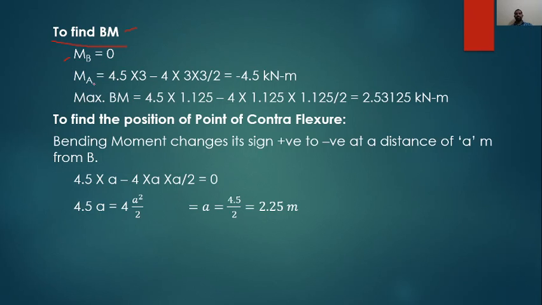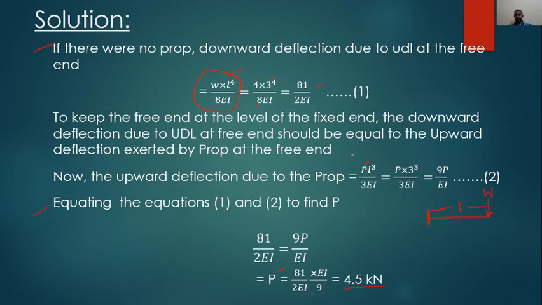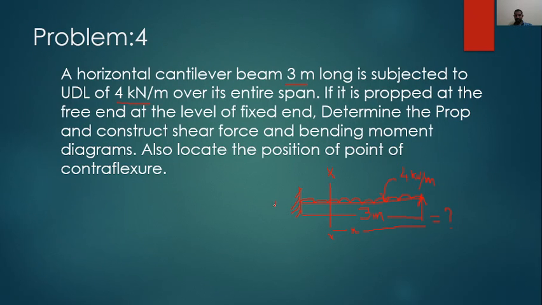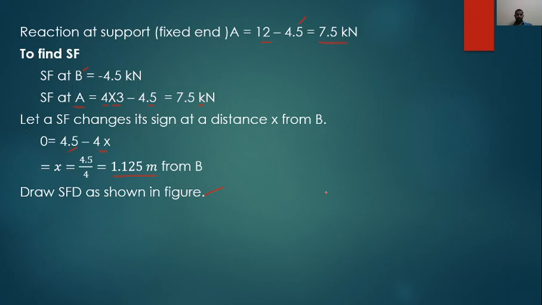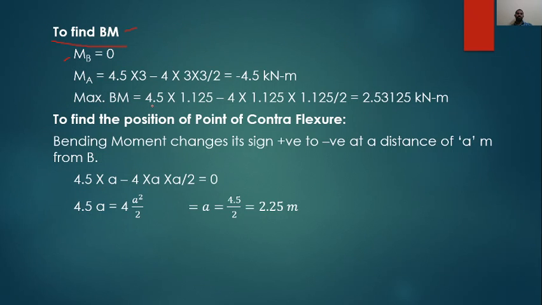Then calculating moment at A, let us say this fixed end is A and the other end is B. Now at A, bending moment is nothing but prop reaction multiplied by 3 minus 4 into 3 into 3 by 2. So 4.5 into 3 minus 4 into 3 into 3 by 2. When you calculate, it is minus 4.5 kilonewton meter.